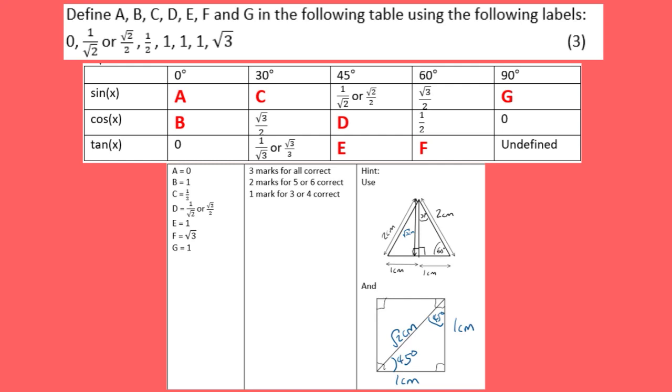over the adjacent. The second triangle is an isosceles triangle with side lengths 1 centimeter and a diagonal of root 2 because it's also right angled. This can also be used with sine, cos and tan to work out the angles in the table.